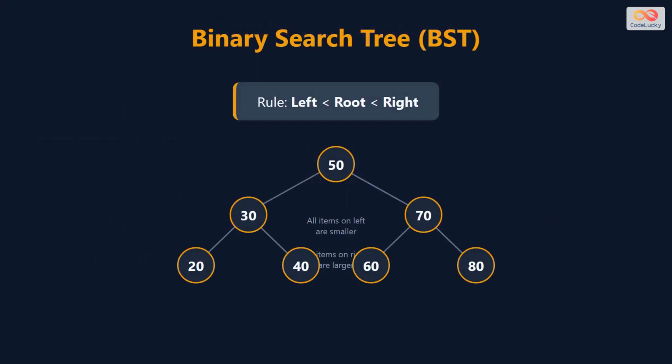The binary search tree, or BST, is perhaps the most useful variant. It follows a strict rule. For any given node, all values in its left subtree are smaller, and all values in its right subtree are larger. This ordering allows for very fast searching and sorting.